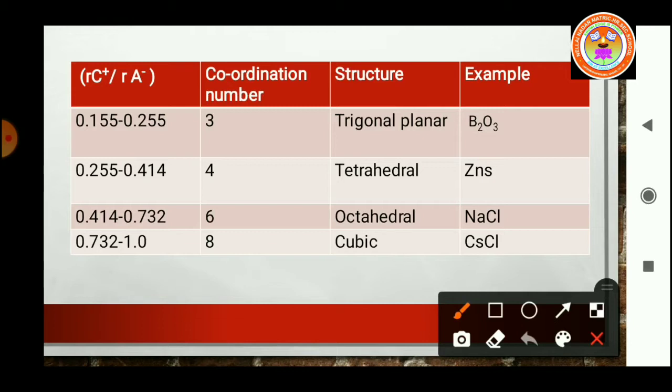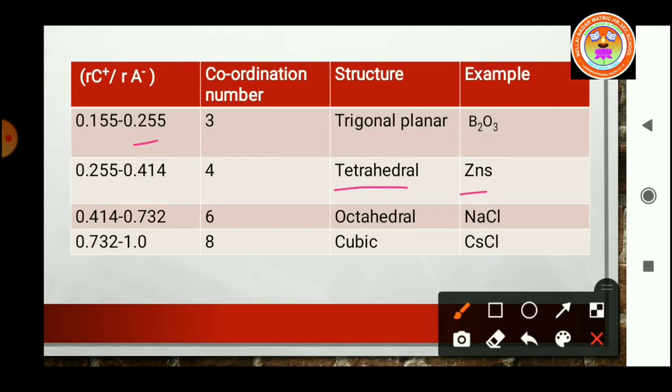See here, 0.155 to 0.225 means the coordination number is 3. If the coordination number is 3, what is the structure? Trigonal planar. The example is B2O3. And the next one is 0.225 to 0.414. The coordination number is 4, so the structure is tetrahedral. The example is ZnS.